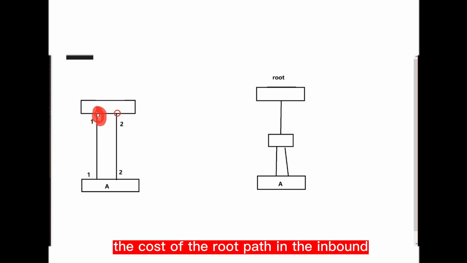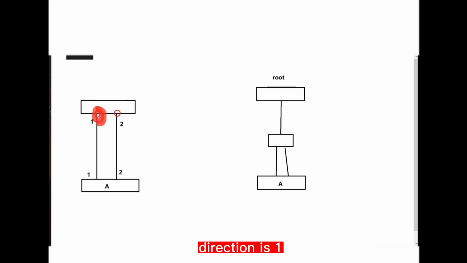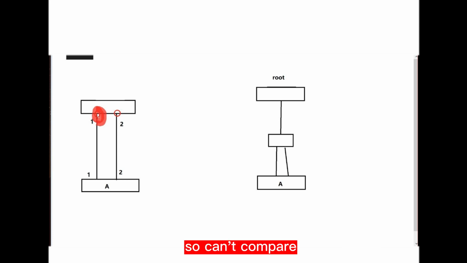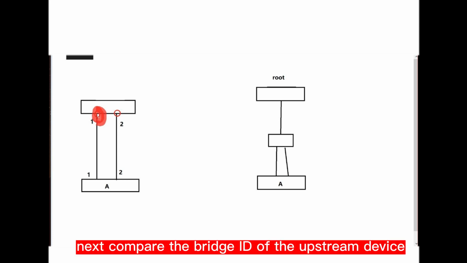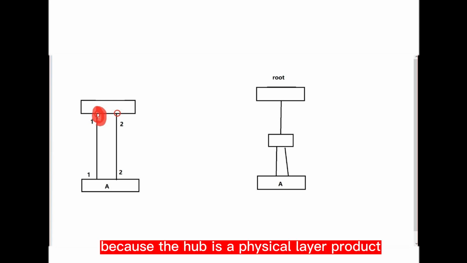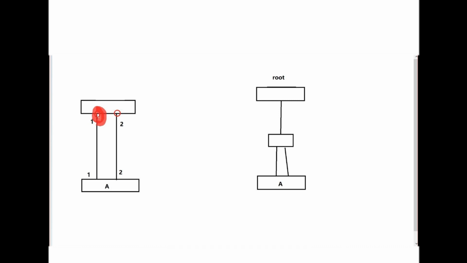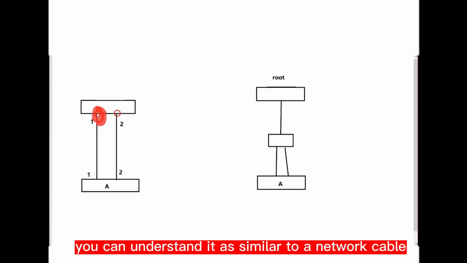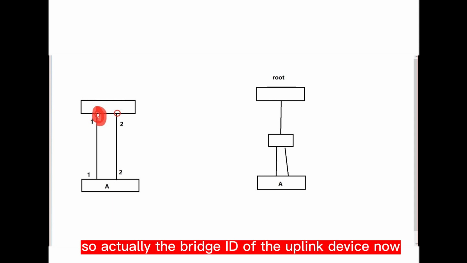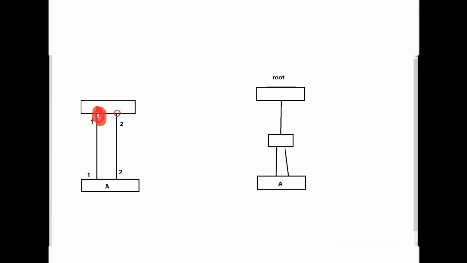First, the root path cost in the inbound direction is 1. Because the hub is not considered a device, we can't compare. Next, compare the bridge ID of the upstream device. Because the hub is a physical layer product, it's not a device at all. You can understand it as similar to a network cable. Its forwarding principle is very mechanical, with no computing power, so it will not run any protocol. So actually the bridge ID of the uplink device can't be compared.